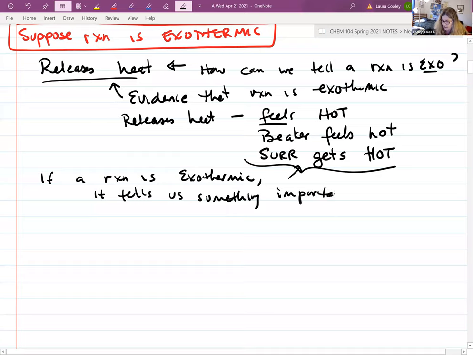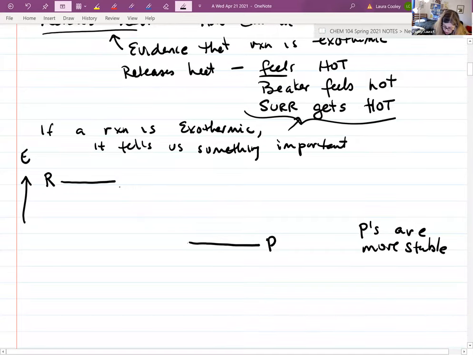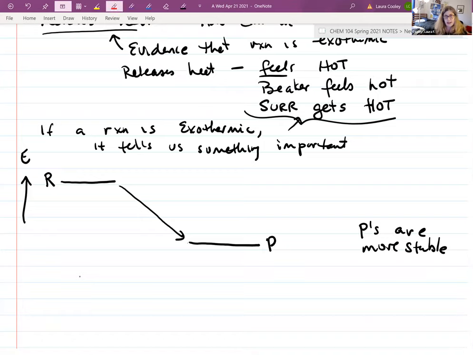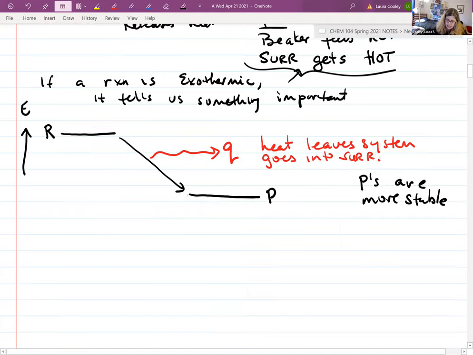And what it tells us is that indeed it started out at a higher energy and ended up at a lower energy, that the reactants are higher in energy than the products, the products are more stable. So if the reaction released heat, it's because the system went from a higher energy to a lower energy. And where did that energy go? Energy is not created or destroyed. It just goes different places. It left the system as heat. That's what this sort of weird diagram means. Heat leaves a system, goes into the surroundings. Okay, and the very fact that we feel this heat tells us that the products are lower in energy than the reactants.